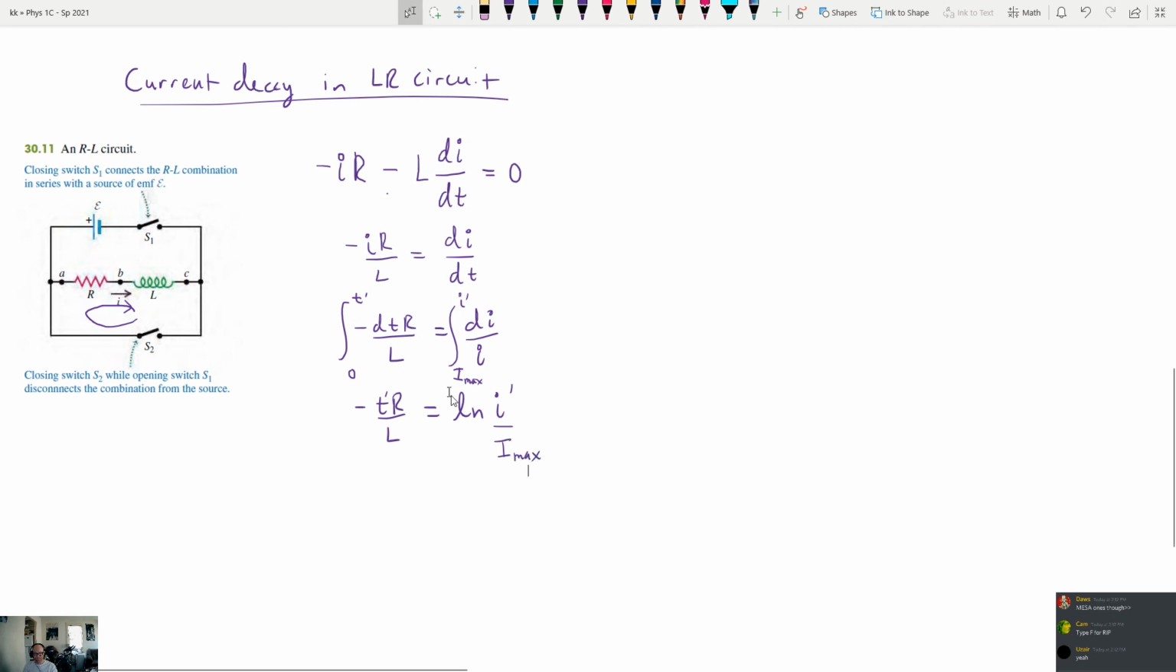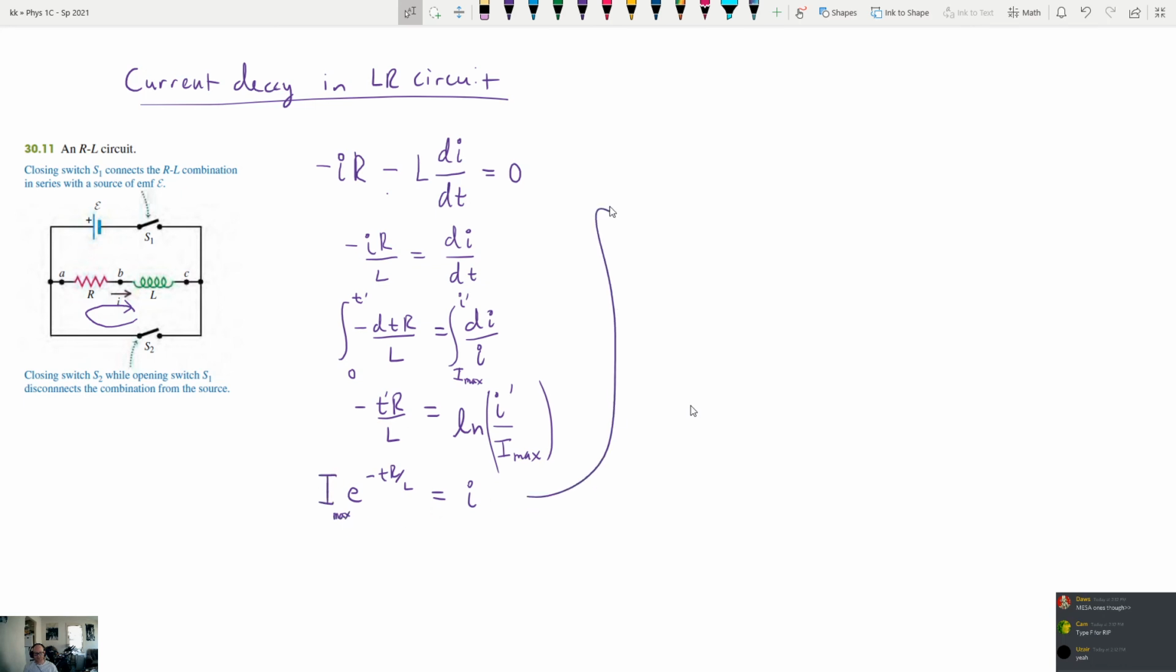Move the log down so that we can see that it's actually applying to the whole thing right here. I prime and I max pretty much have to be positive, so I don't think we need to worry about the absolute value signs. So now we just say e to the negative tr over L is equal to I prime. Well, we drop our primes now, I guess. Might as well move the I max over here, and that is the answer.